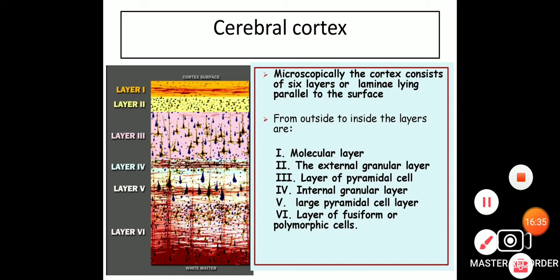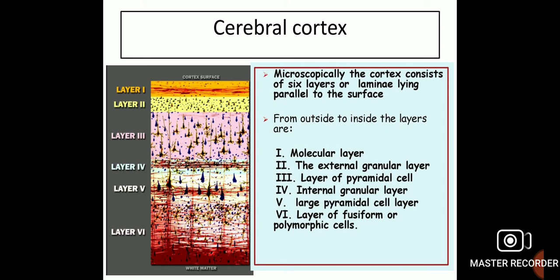These layers are numbered from outside to inside, as I have mentioned. You can remember them like this: the first is the molecular layer and the sixth is the fusiform or polymorphic cell layer. The second, third, fourth and fifth are granular, pyramidal, then again granular and pyramidal. Seeing from outside to inside, that will be external granular and external pyramidal, likewise internal granular and internal pyramidal layers. So this is how you can remember the layers of the cerebral cortex.